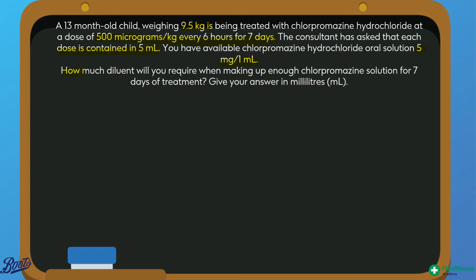Now we want to work out how much diluent we require, so I'm just going to quickly highlight that. And that's going to be for 7 days of treatment, and our answer needs to be given in millilitres. So the first thing we need to do is work out what the dose actually is. We can do this by multiplying 500 micrograms by 9.5 kilograms to give us 4,750 micrograms. Let's convert this into milligrams. All I need to do is divide by 1,000. So that gives me an answer of 4.75 milligrams, and that needs to be contained in a 5 ml dose as stated by the question.